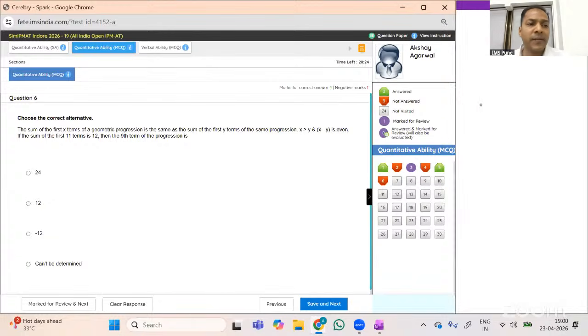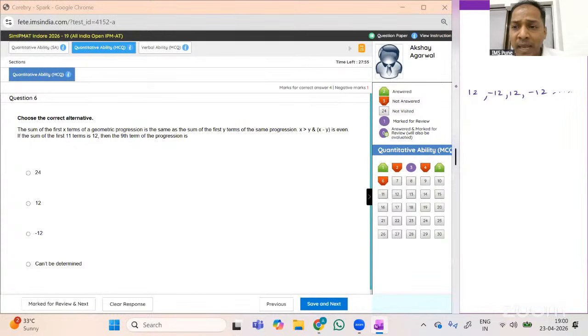The sum of first 11 terms is 12. Then what would be the ninth term of the geometric progression? Instead of solving it using methods, if the sum of first 11 terms is 12 and they're cancelling out, why not take the GP as 12, minus 12, 12, minus 12, and so on. This GP satisfies the given condition. The sum of the first 4 terms would be the same as the sum of first 6 terms. Yeah, this would satisfy. So basically, this is the geometric progression that satisfies this.